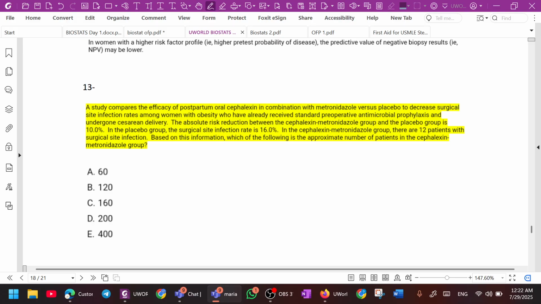Should we start like, we need 16% minus 10% equal to 6%? We need to find this out first. This question, I have no idea because I don't know how you can find it. Is there a formula you can use to get 12 patients with surgical site infection? Yes, there is a formula, then we can find out the number.